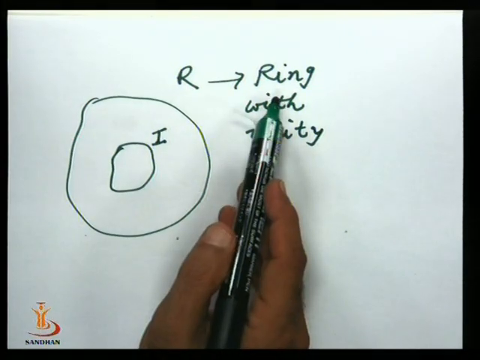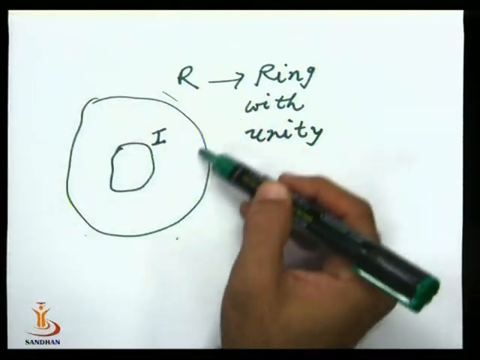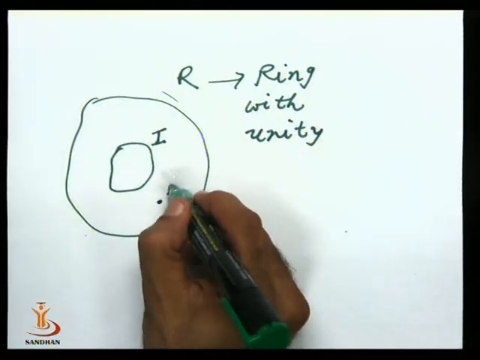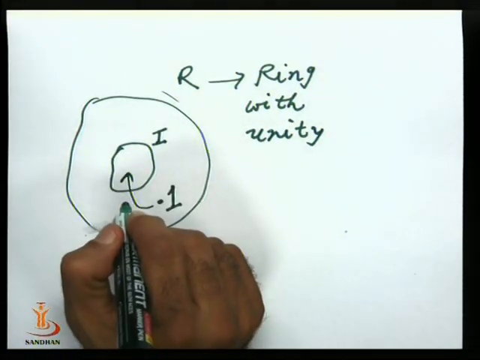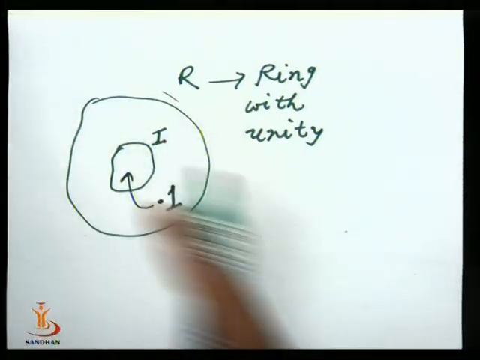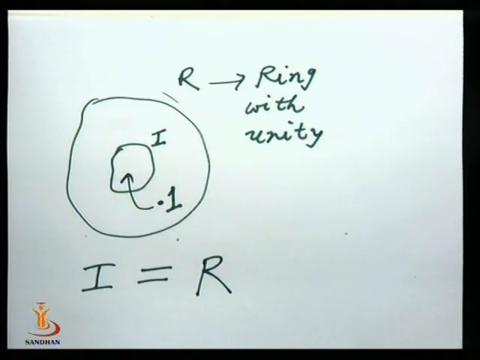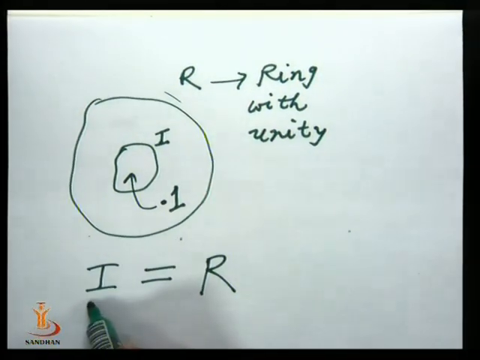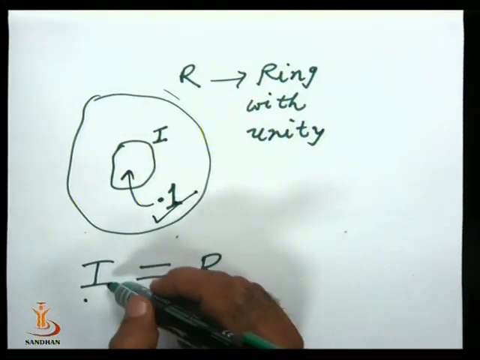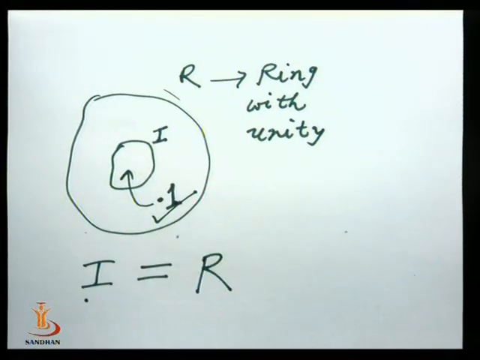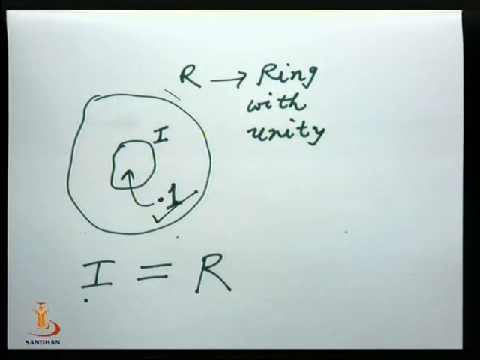If R is a ring with unity, then it must have the unity element. Now the unity element can be anywhere here. If it is outside I, there is no issue, but if it is inside I, then I becomes as big as R. So if I contains the unity element 1, then I cannot be smaller than R, and I is as big as R. So this is again a very big result.